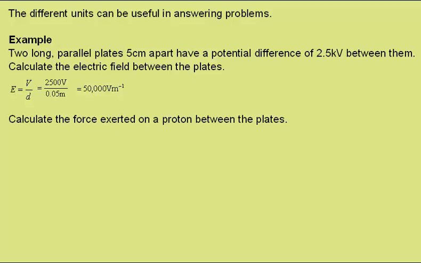Next, we're asked to calculate the force exerted on a proton between the plates. For this, we need the formula electric field strength is force over charge, which we can rearrange as force is equal to electric field strength times charge. Putting in the numbers gives a force of 8 times 10 to the minus 15 newtons. In this case, I've used the units of newtons per coulomb, as we're looking at the force per coulomb of charge.